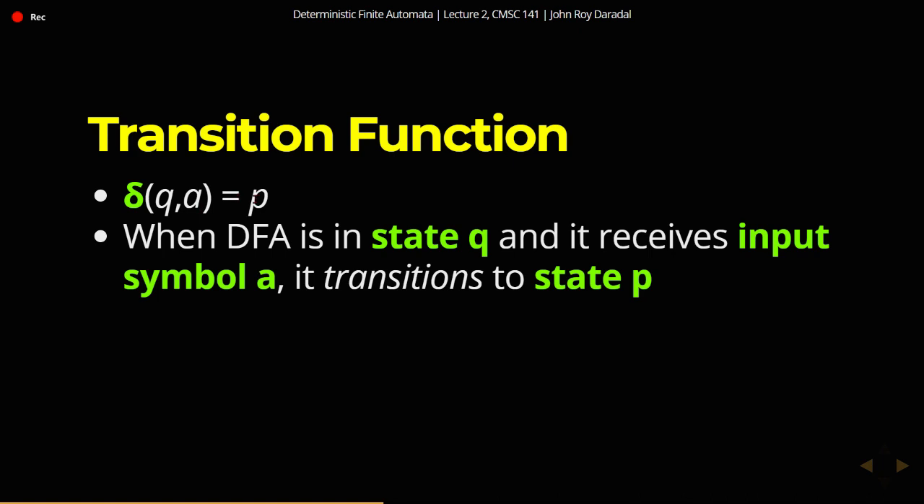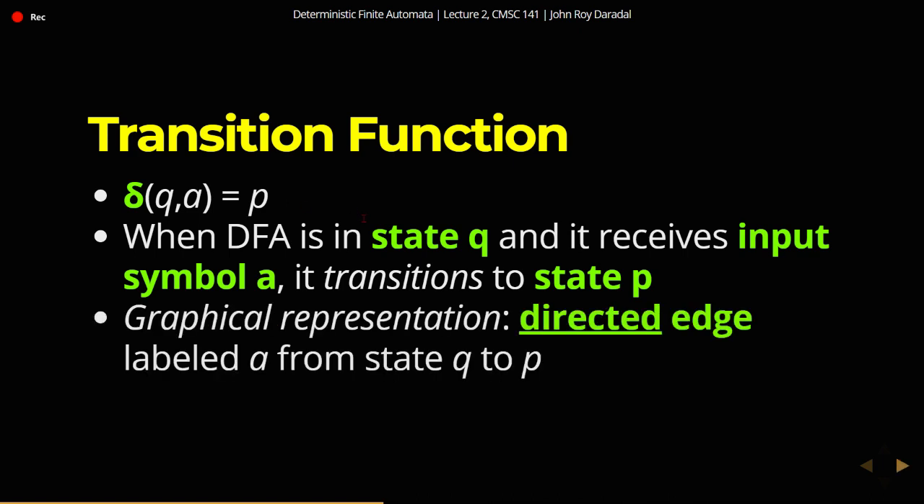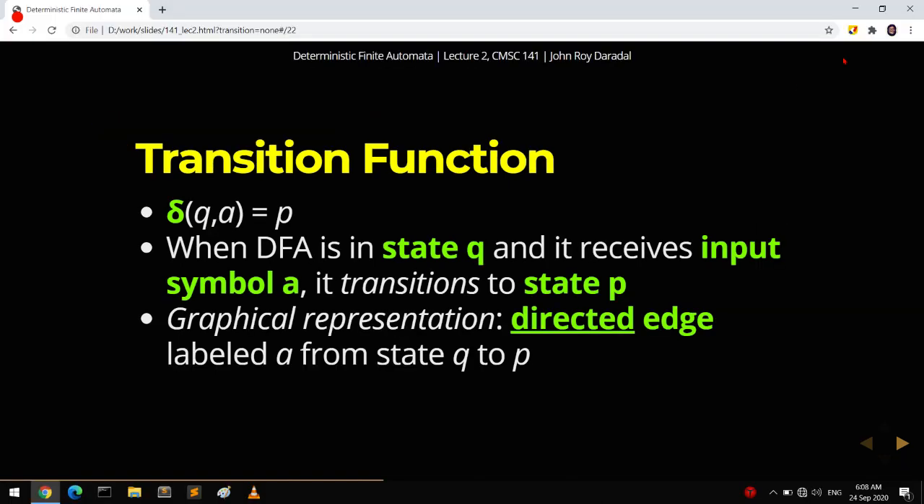So let's take a look at the transition function in detail. So the transition function delta looks like this. Delta(Q, A) is equal to P, wherein Q and P are states and A is an input symbol. And what this means is that when the DFA is in state Q and it receives input symbol A, it will transition to state P. Okay? So the graphical representation of this is a directed edge labeled A from state Q to P. So it will look something like this.